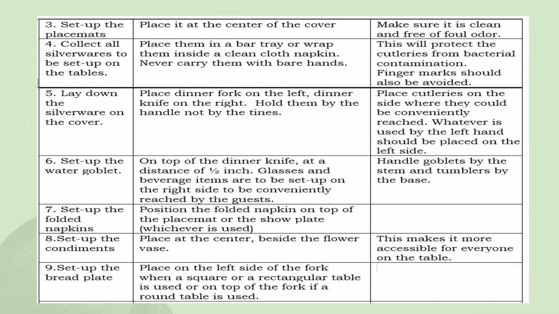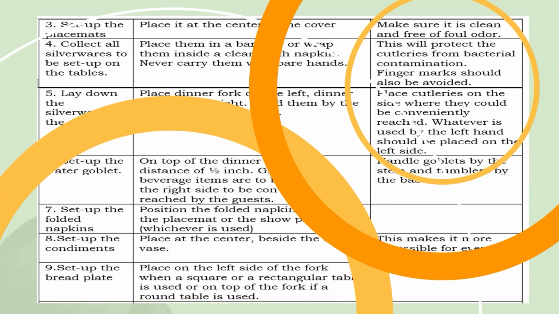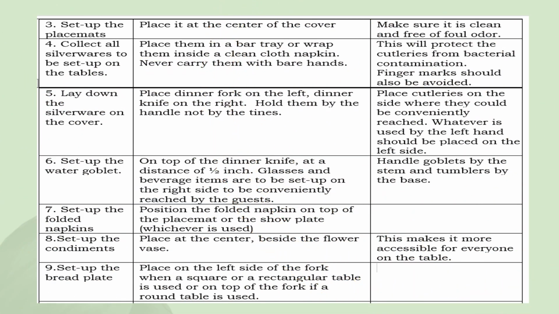Number 3, set up the placemats. Place it at the center of the cover. Make sure it is clean and free of foul odor. Number 4, collect all silverwares to be set up on the tables. Place them in a bar tray or wrap them inside the clean cloth napkins. Never carry them with bare hands. This will protect the cutleries from bacterial contamination. Finger marks should also be avoided.